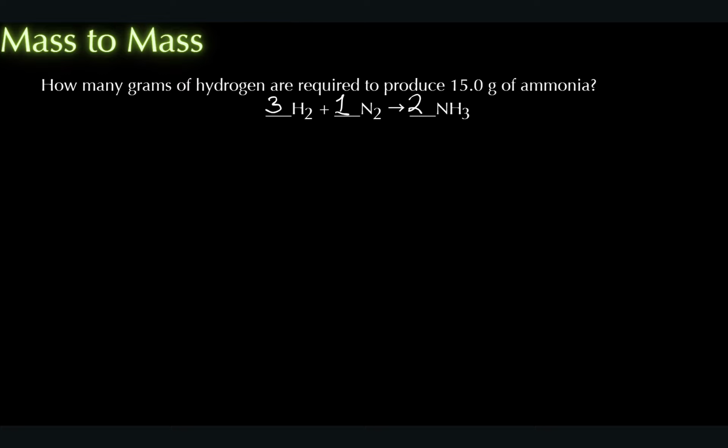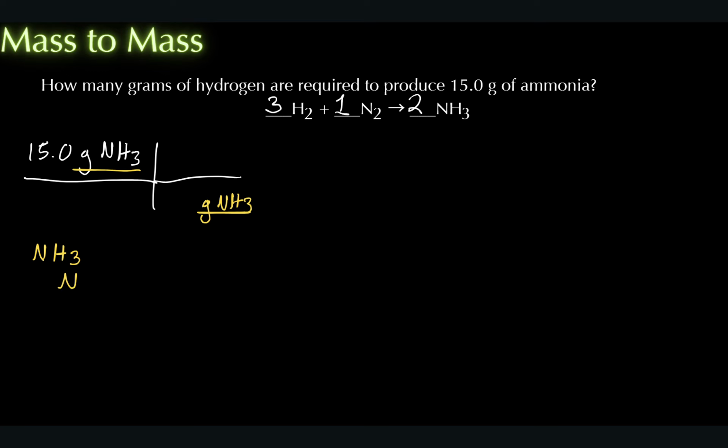So we'll get started. We have our 15.0 grams of our NH3. We have grams of NH3 on top, so we need our grams of our NH3 on the bottom. With grams, the number being our molar mass, we need to find the molar mass of our NH3. So our nitrogen individual mass is 14.007, hydrogen 1.008.